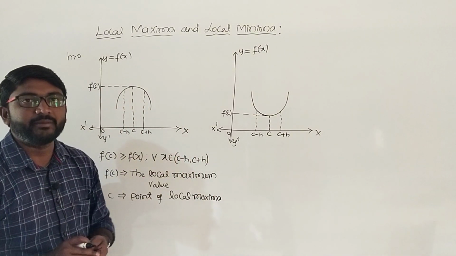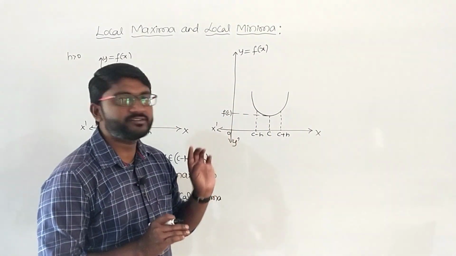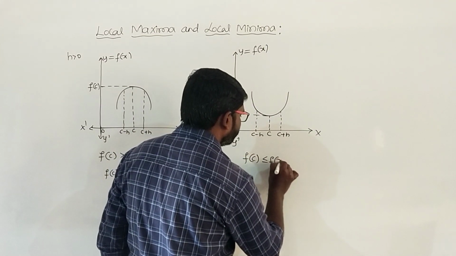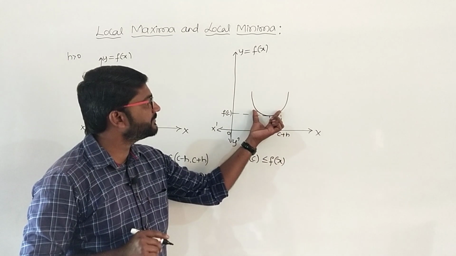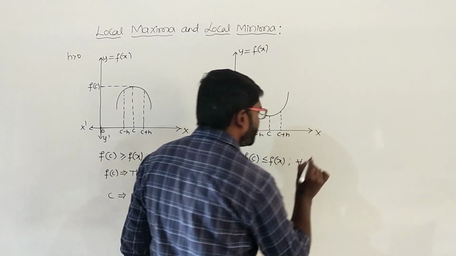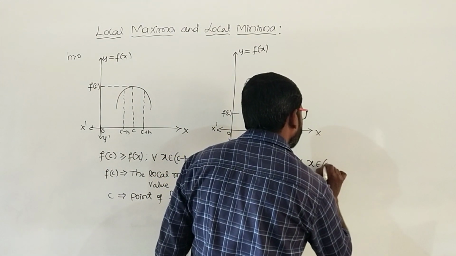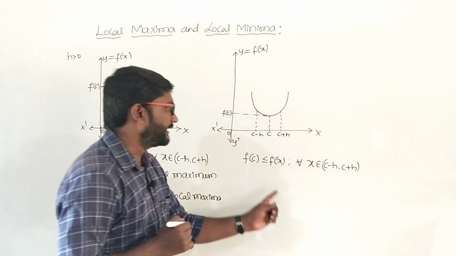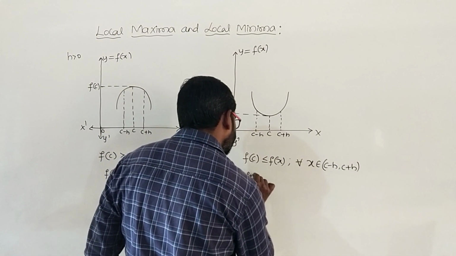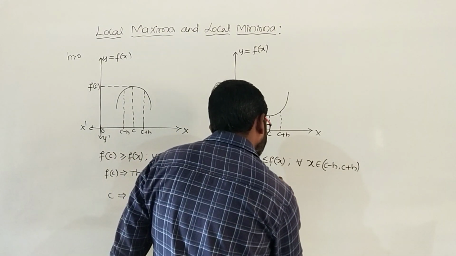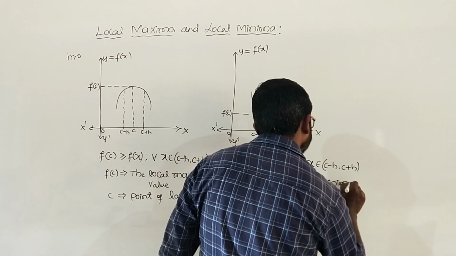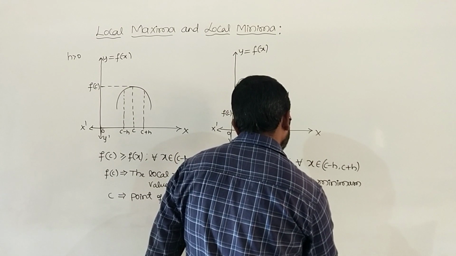So now come to local minima. Compare nearby values, that is why the name is local. So here this definition can be written as f of c less than or equal to f of x, because comparing to these values, this value is going to be minimum. f of c is minimum when you compare locally. So for all x belongs to c minus h comma c plus h, f of c is going to be the local minimum value, and c will be the point of local minima. So here f of c will be the local minimum value.